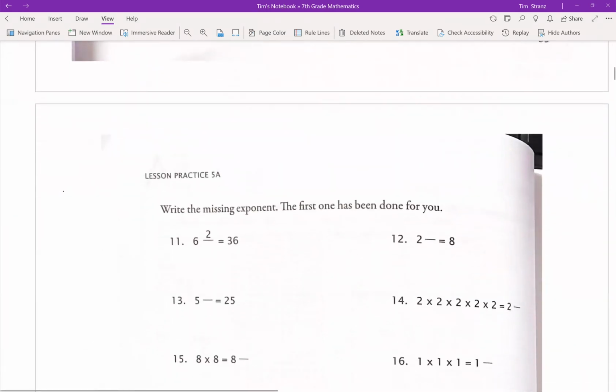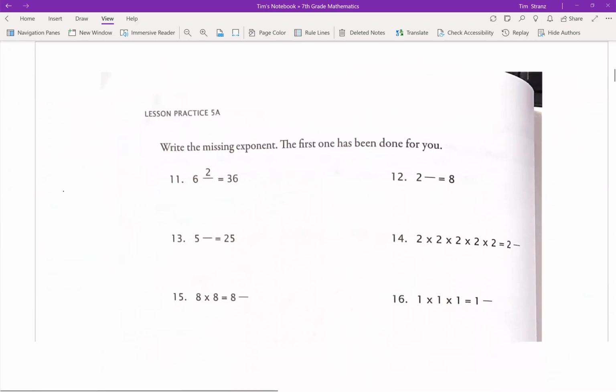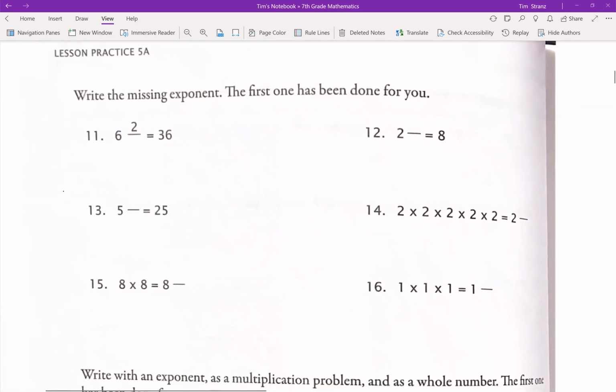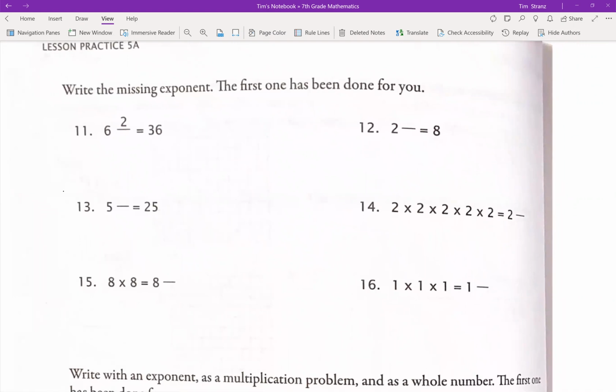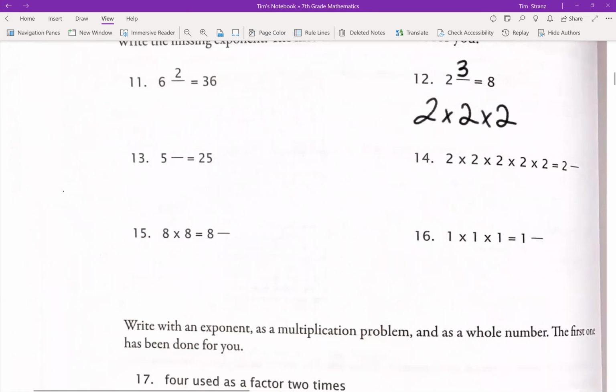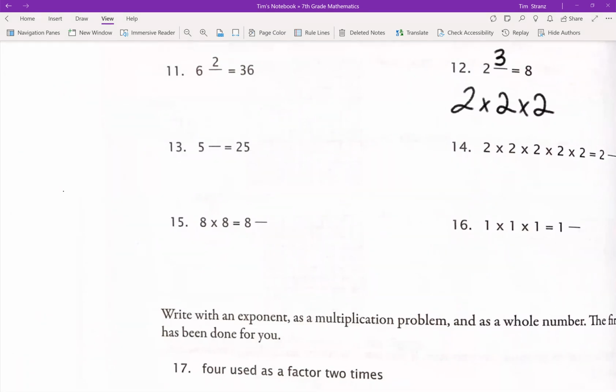Okay, number 11, write the missing exponent. The first one has been done for you. So you can see they did 6 to the power of 2 equals 36. Okay, so number 12, 2 to what power is going to be 8? Well, we got to think 2 times 2 is 4. And then by another 2, that's going to be 8. So that's 3 2s.